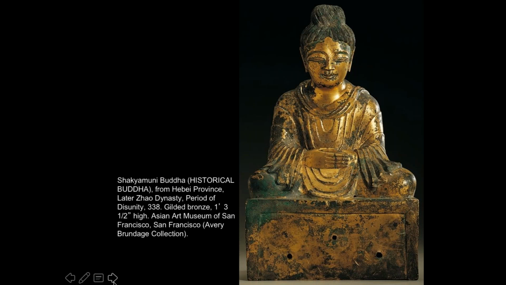So this is Shakyamuni, our historical Buddha, and this is dated 338. Again, some scholars do not agree with that dating system. But it's interesting when you look at this Buddha, there are a lot of elements that look like your Greek influences, such as the robe, the way the robe hangs, or the face in general. The hands are across the stomach.